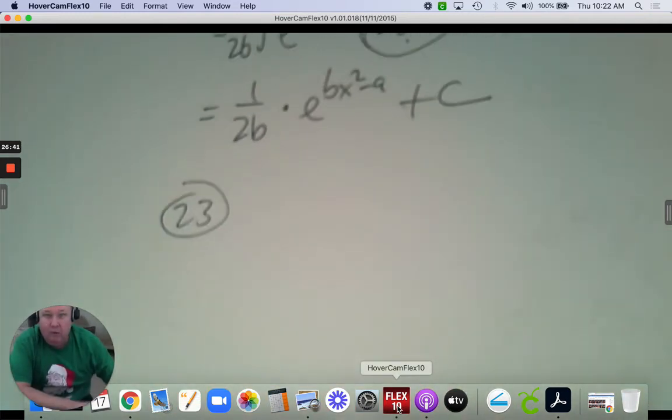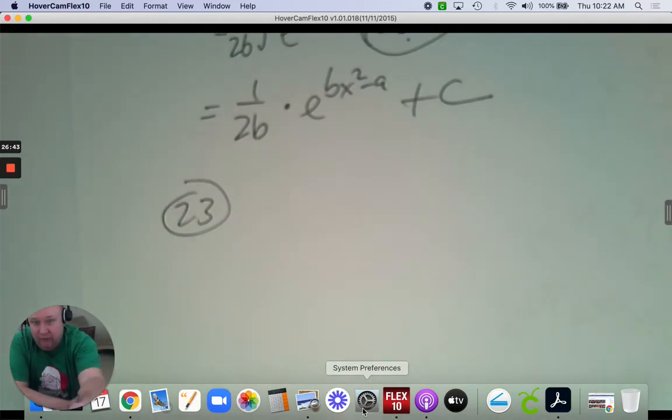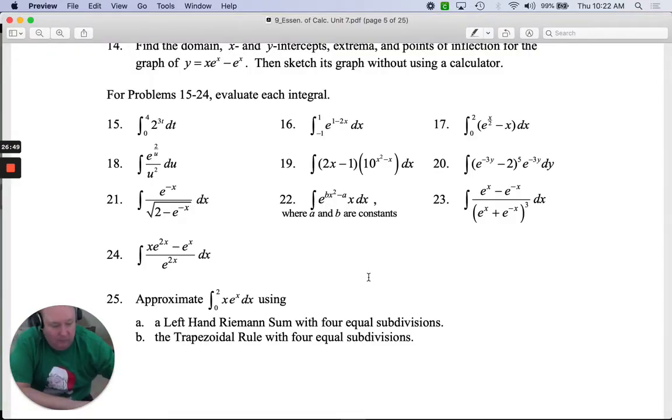Hopefully more and more you make a choice of trying it first and then pressing play, but only you know what support you need. 23, I'm integrating e to the x, subtract e to the negative x, and then e to the x. Oh, why did I do that? I need to rewrite this. I'll show you.